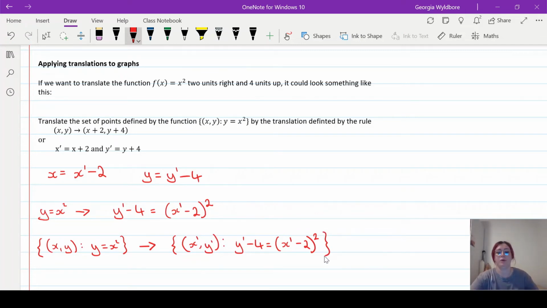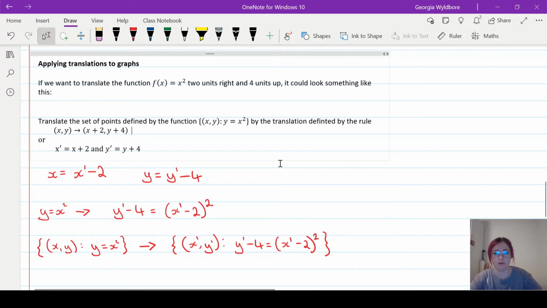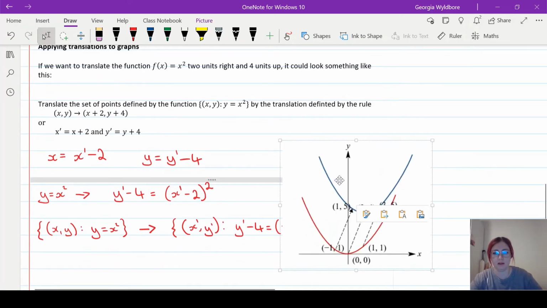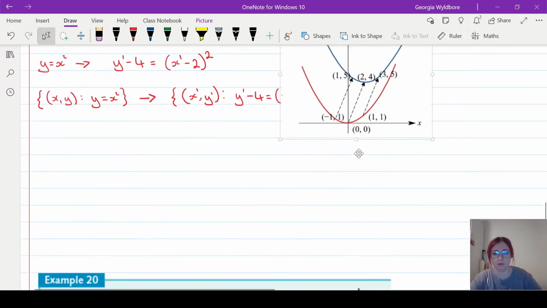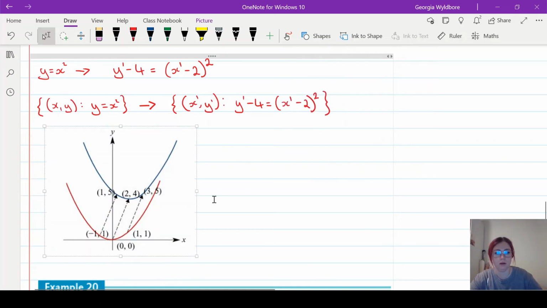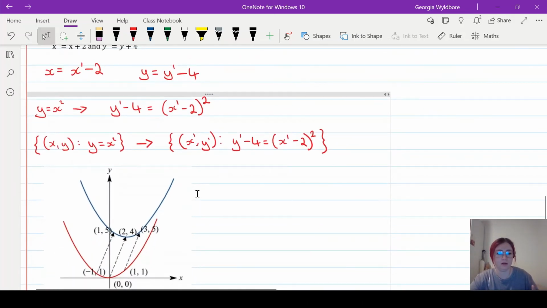Okay, if we were to graph that, it would look something like this. Let's move that down. So all we've done, you can see we've got our basic original parabola x squared. We've moved it 2 units to the right, so our vertex has moved from 0 to 2 in the x, and 4 units up, so it's gone from 0 to 4.